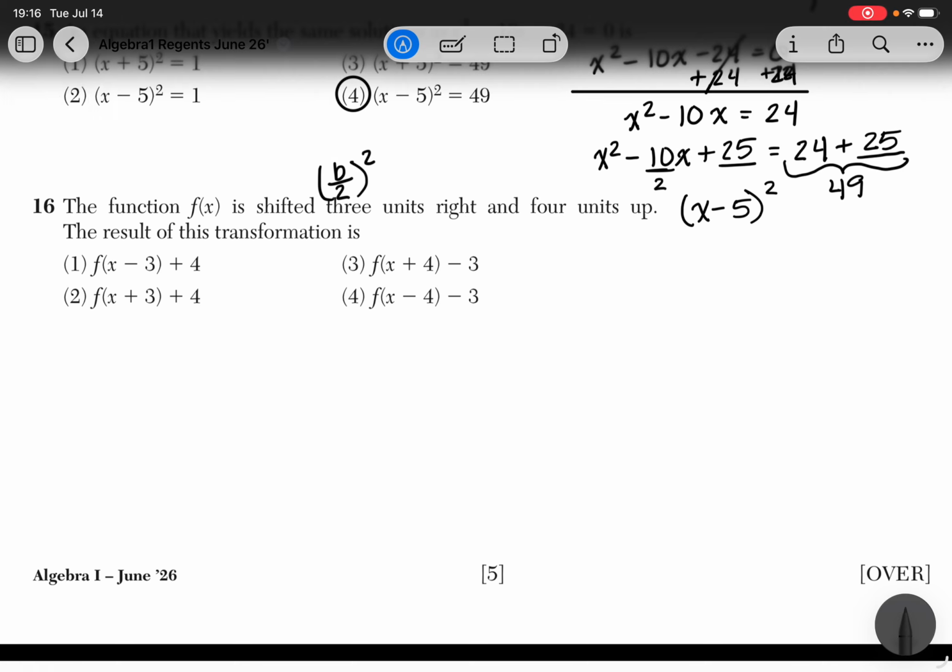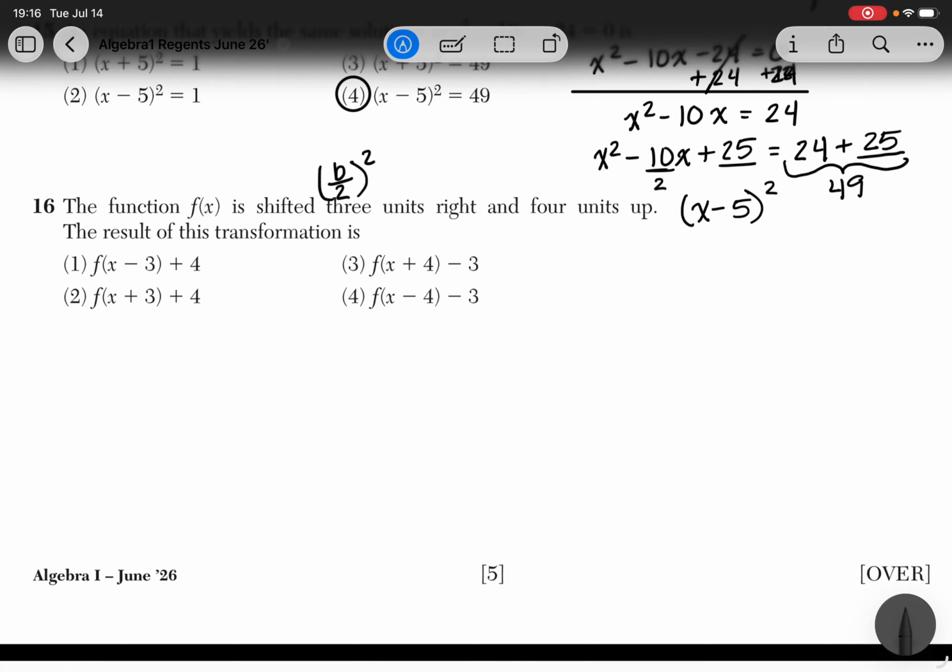Next up, we got question number 16. Okay, so the function f of x is shifted 3 units right and 4 units up. The result of this function is going to be either f of x minus 3 plus 4, f of x plus 3 plus 4, f of x plus 4 minus 3, or f of x minus 4 minus 3.